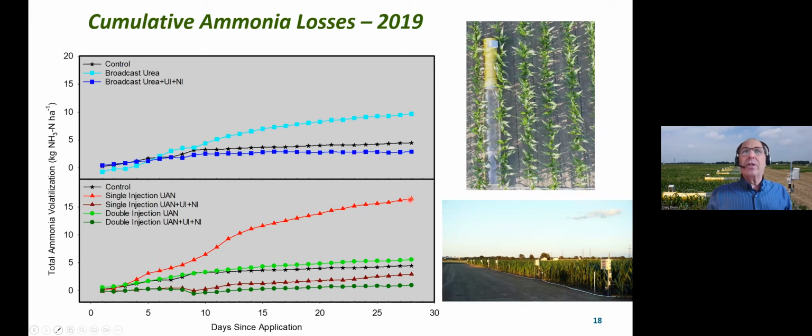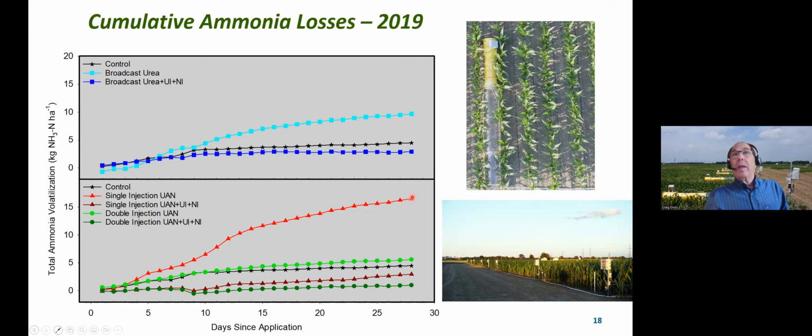And you might wonder, well, if it's injected, how is it lost to the air? In the upper right graph I've got a drone image that we took that shows that sometimes, even with packing wheels, if we have very dry conditions after injection, that slot can reopen a bit, not every year, but especially if we have a week or 2 of dry conditions after application. It's a shrinking, swelling clay loam soil. It opens up a bit and we can still have some losses.